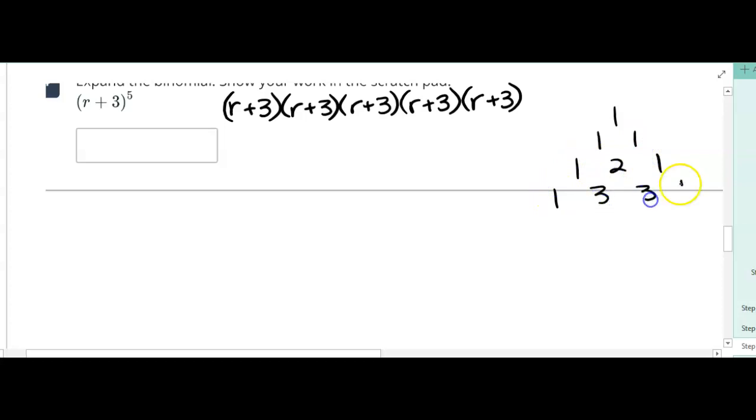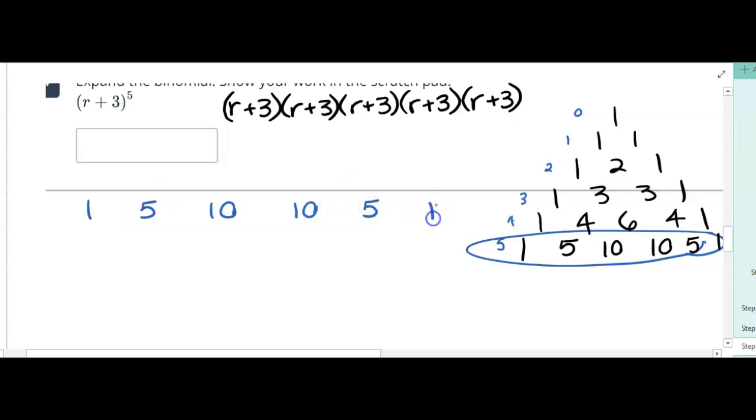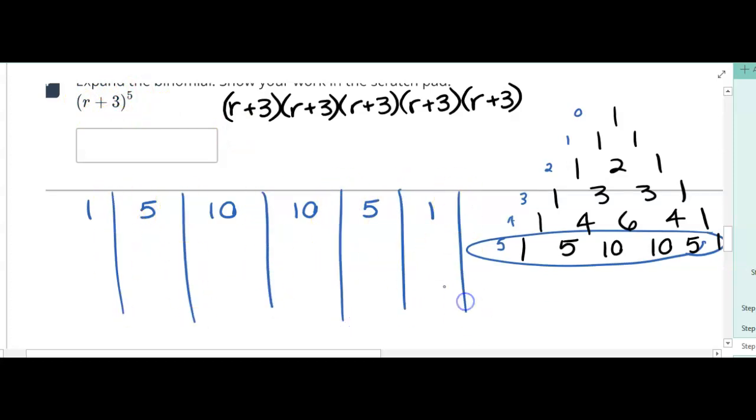1, 3, 3, 1, 1, 4, 6, 4, 1, 1, 5, 10, 10, 5, 1. It's to the fifth power. This is row 0, 1, 2, 3, 4, 5. That's the row I want. In other words, if it's to the fifth power, we want the row that has 6 numbers in it, because we're going to end up with 6 terms. Those are my coefficients.